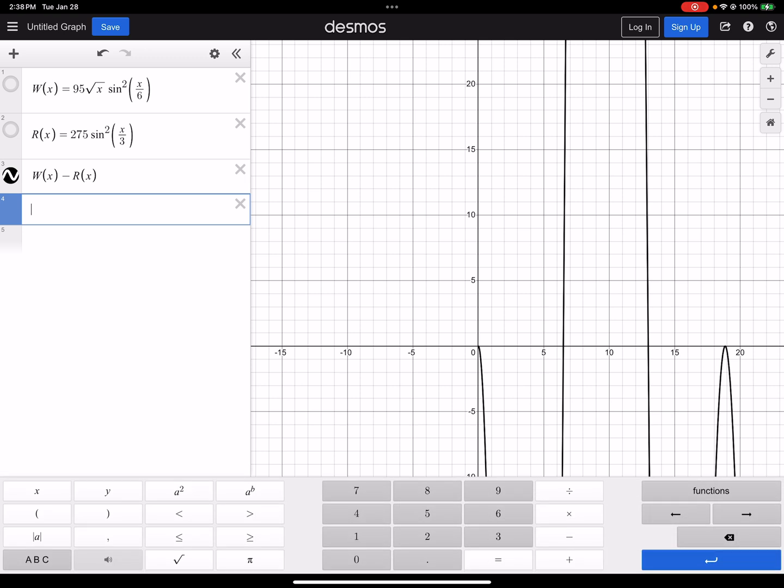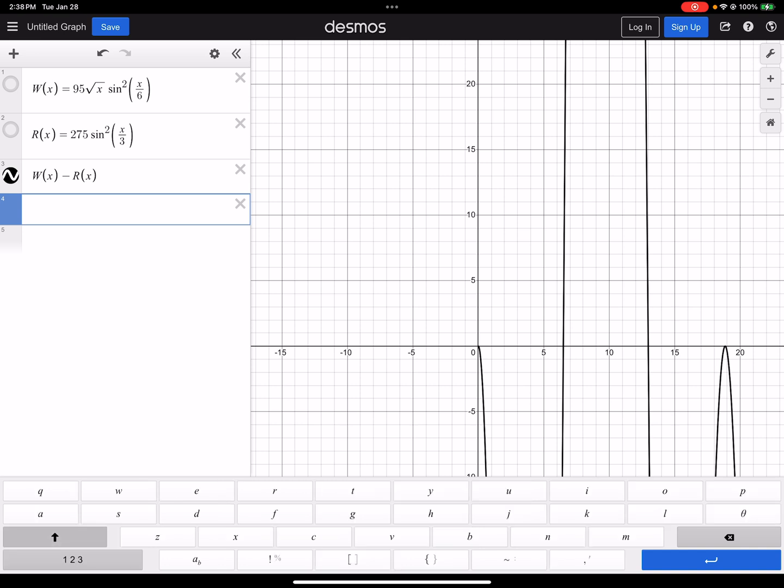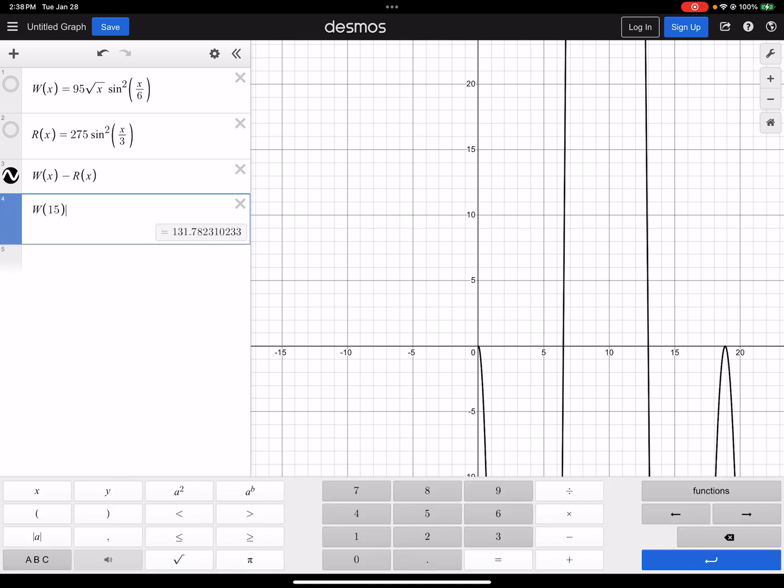But Desmos still knows what W of x and R of x is. So I'm going to do W of 15 minus R of 15. And whatever that is, I'm going to write that down on my paper. So I'm getting, let's see, it should be minus 121.09, roughly. As I mentioned to some of you, in terms of rounding, they're not too upset if you cut off some decimal places here. They don't need to see the entire value.